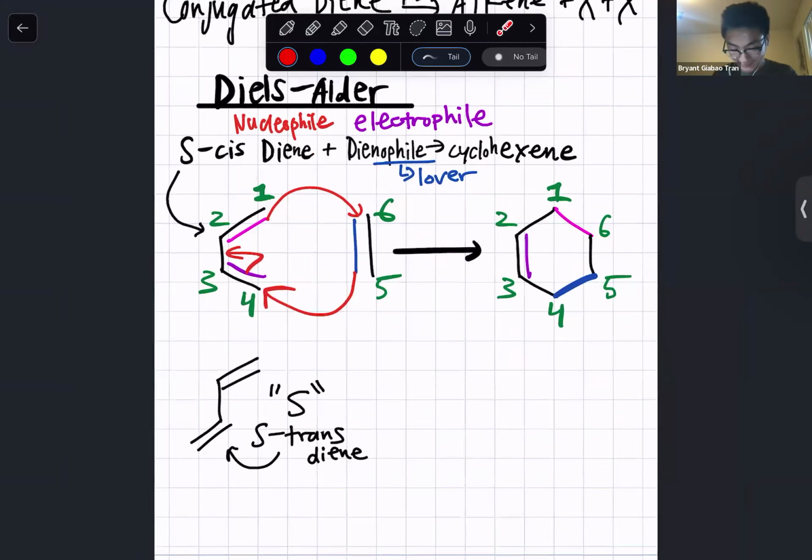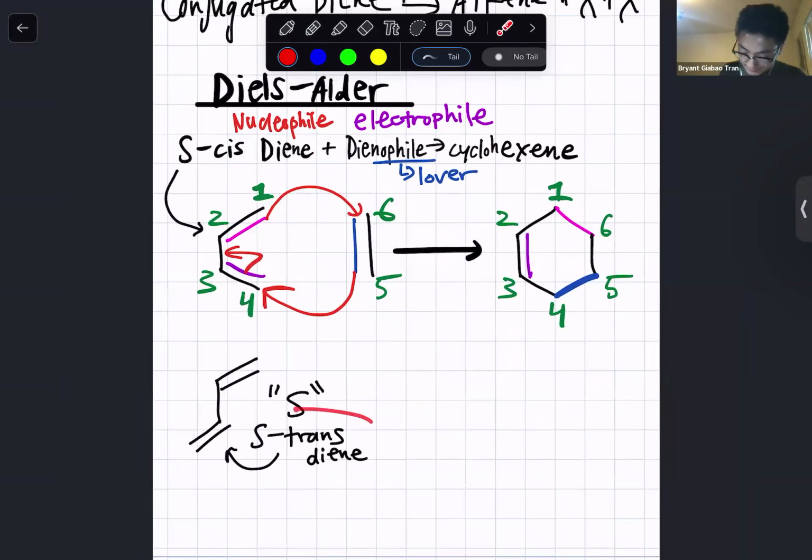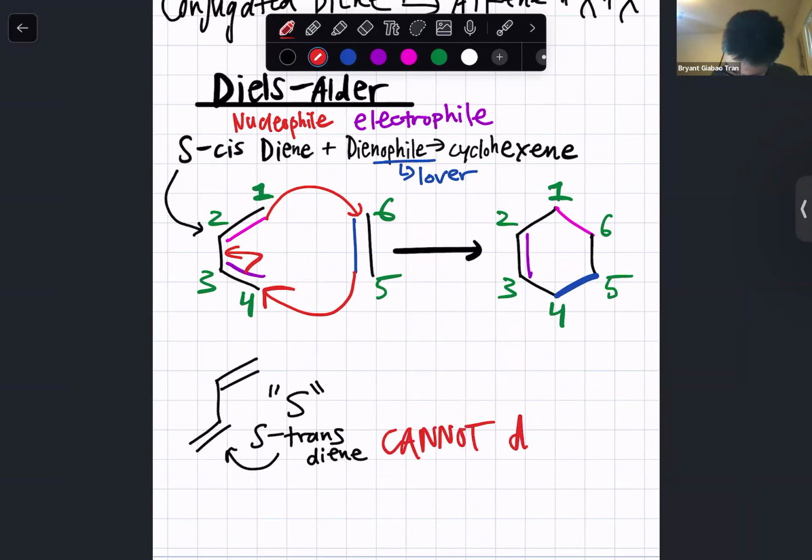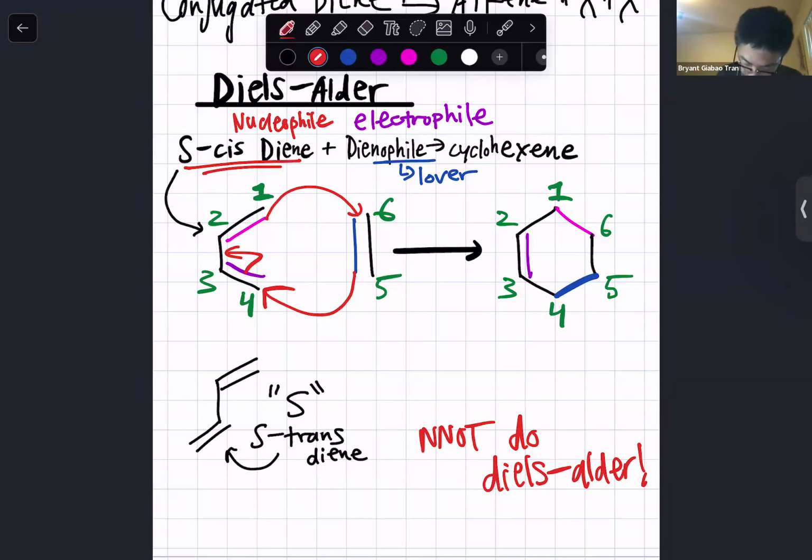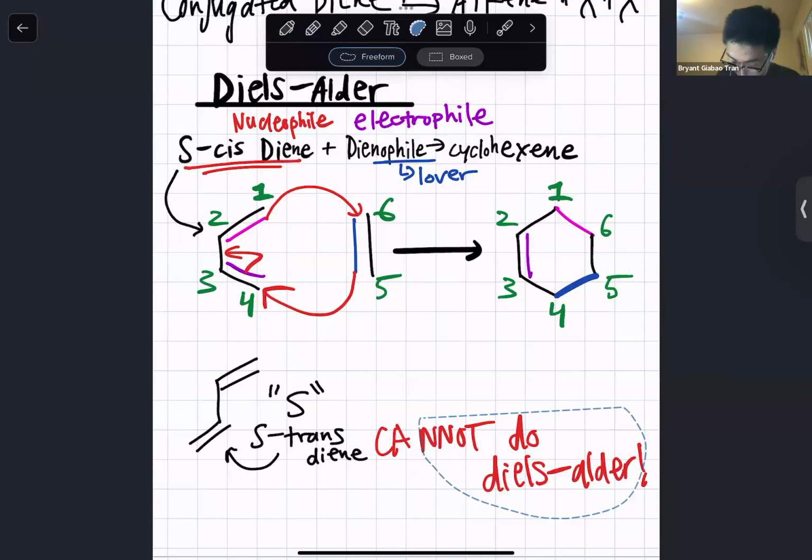Any questions on this? S-trans dienes will not work with Diels-Alder. They cannot do Diels-Alder. Only s-cis diene can do Diels-Alder. And that might be a conceptual question on a vocab or multiple choice question.